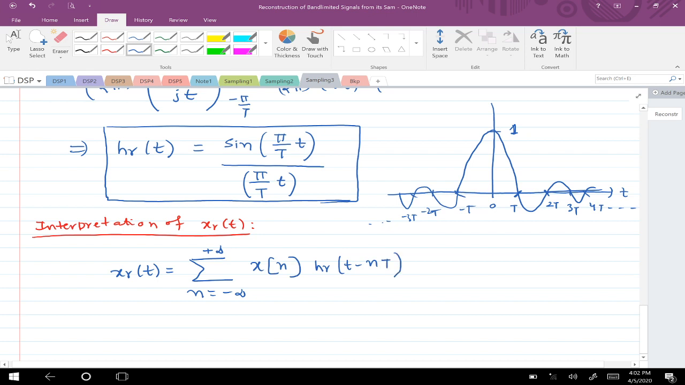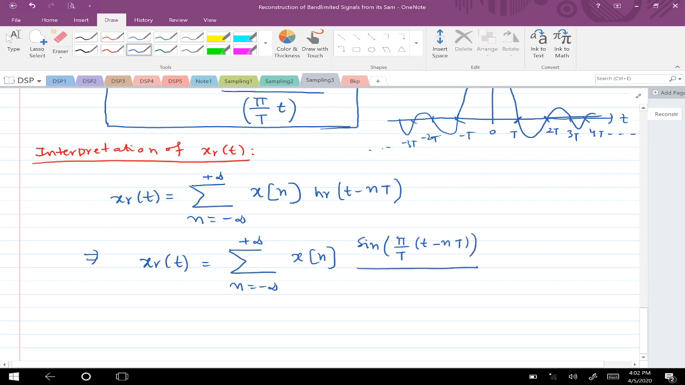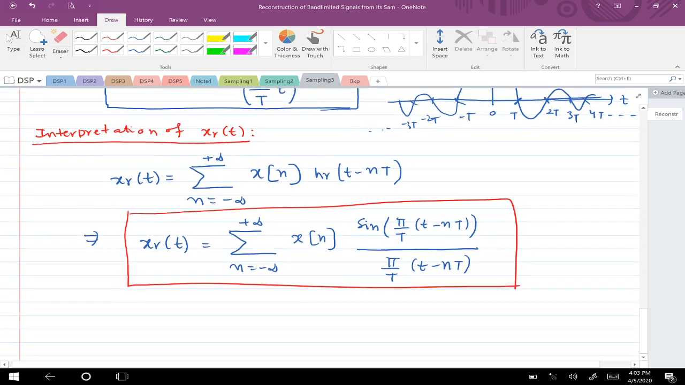Now you already know h_r(t), so substitute that there. What would you get for x_r(t)? It's equal to the summation over n from minus infinity to plus infinity of x[n] times sin(π/T (t minus nT)) divided by π/T (t minus nT). This is another very important expression for the reconstructed signal in terms of the input discrete-time signal.